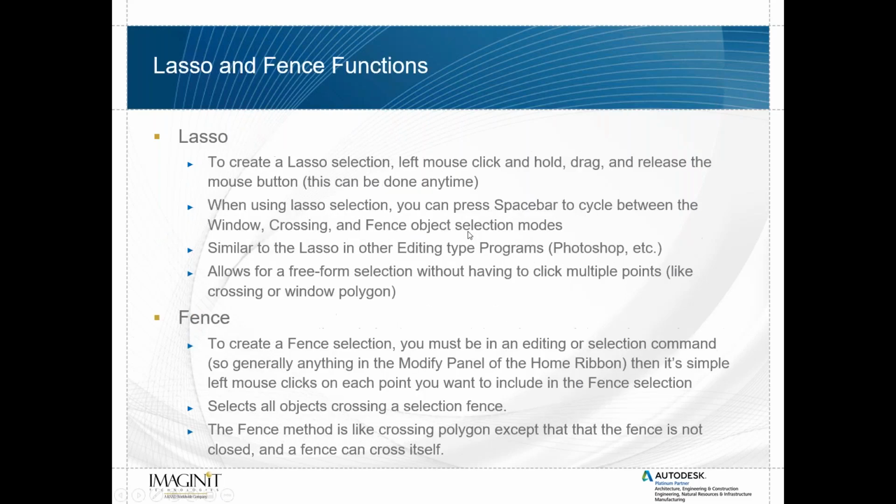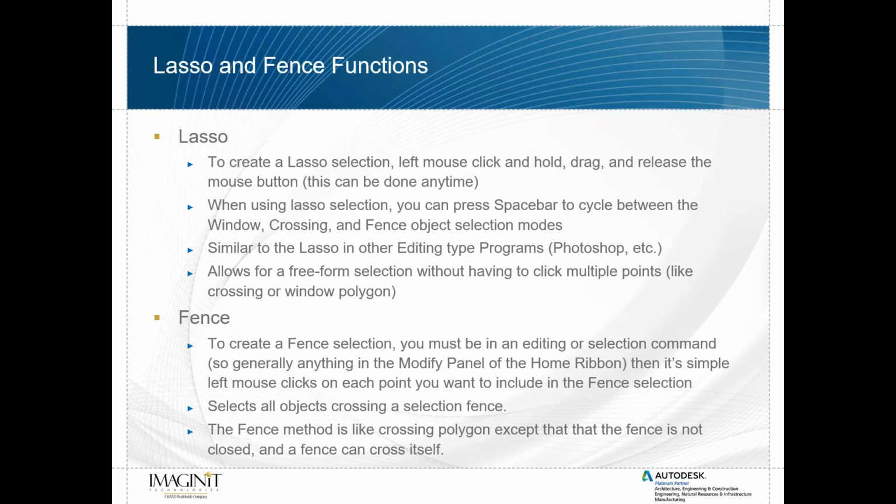All right, so the first thing we're going to talk about today is the lasso. To create a lasso selection, you left mouse click and hold, drag the mouse around and release the mouse button. This can be done at any time. When using lasso selection, you can press the space bar to cycle between window, crossing, and fence object selection modes.